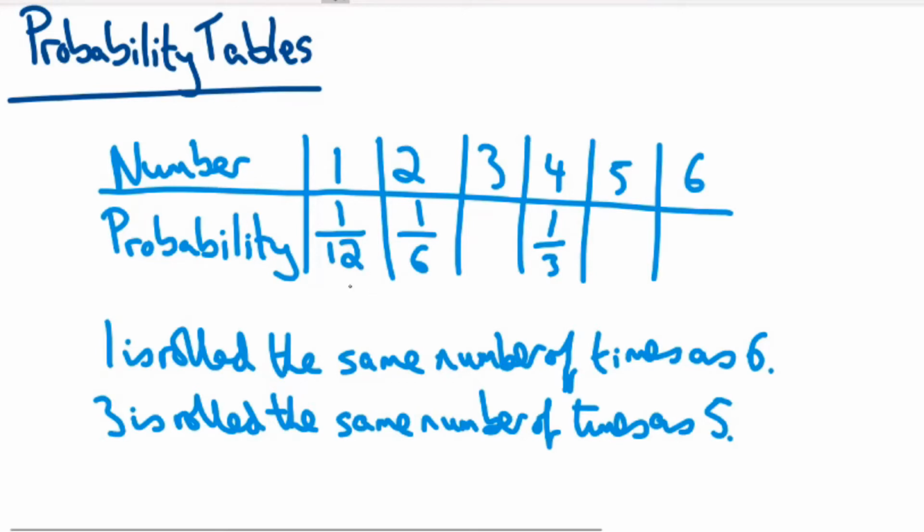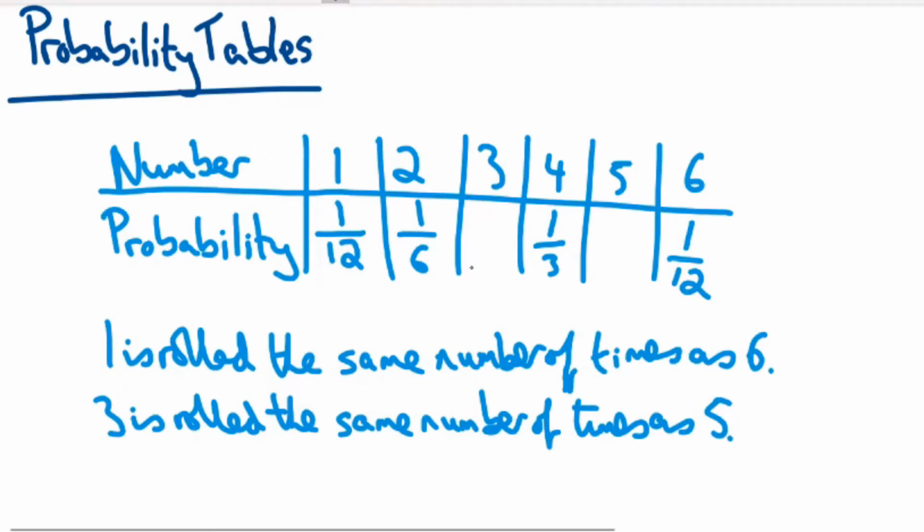We're told that 1 is rolled the same number of times as 6, and that 3 is rolled the same number of times as 5. Using just this bit of information, we want to fill in the rest of this table, these 3 blank sections. Well, if 1 is rolled the same number of times as 6, there must be the same probability of getting it. So if 1 has a probability of 1 over 12, then that must be the probability for 6 as well.